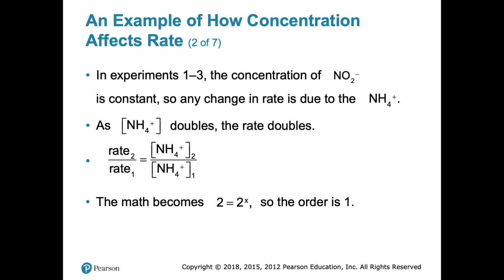So since you see that the rate divided by the rate here for the first and second reaction equals 2, and the concentration of ammonia divided by the concentration of ammonia is also 2, the order of the reaction is order 1. Does that make sense? I know this is crazy stuff.